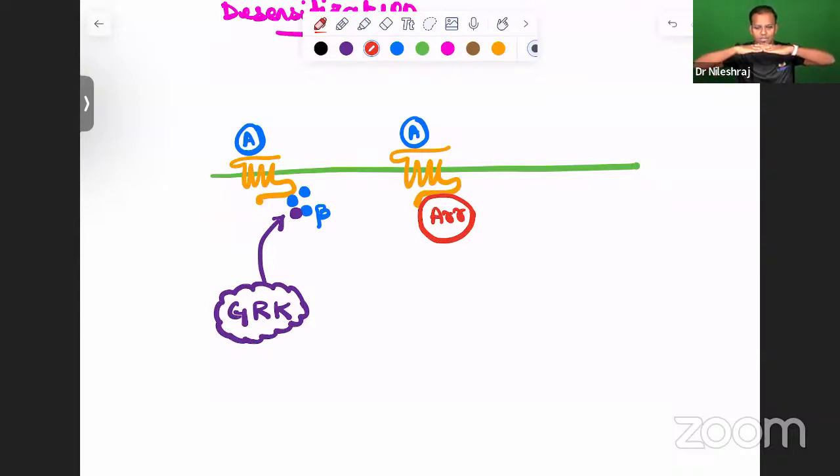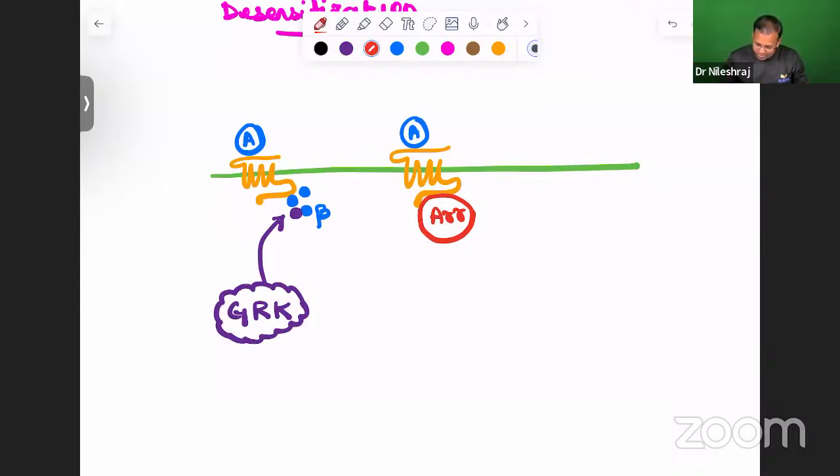membrane is. On the membrane, we have the receptors. This is your G protein coupled receptor. And whenever this GRK comes and binds here, it will attract one more molecule called arrestin. When that arrestin comes, what happens? These receptors will be taken up inside the cell. This step is what we call desensitization.